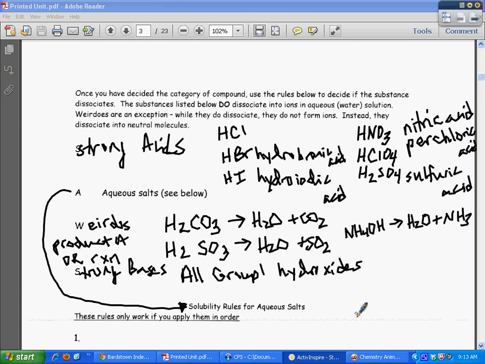There are 4 more that we will concern ourselves with. If you look at group 2, all group 2 hydrides are strong bases with the exception of beryllium and magnesium.